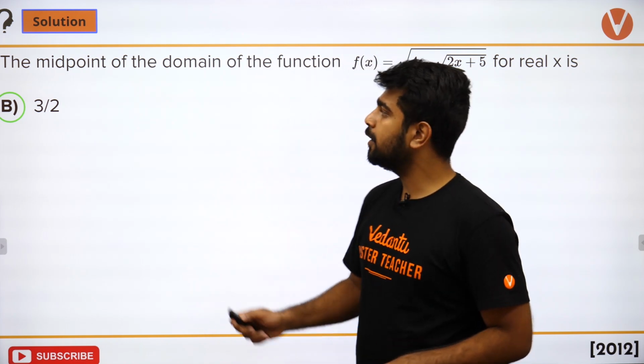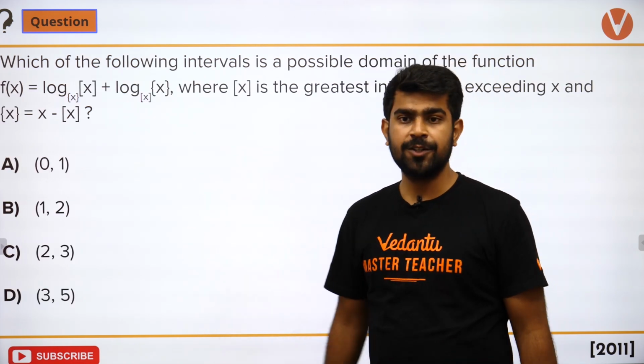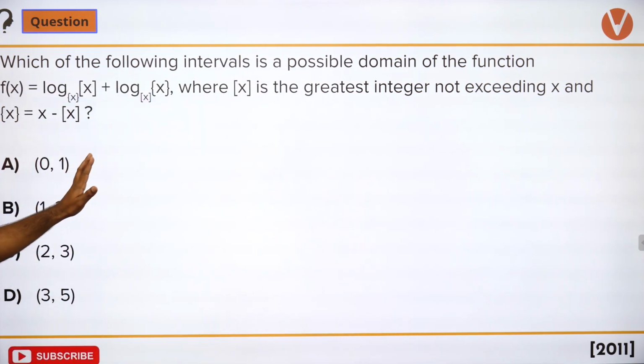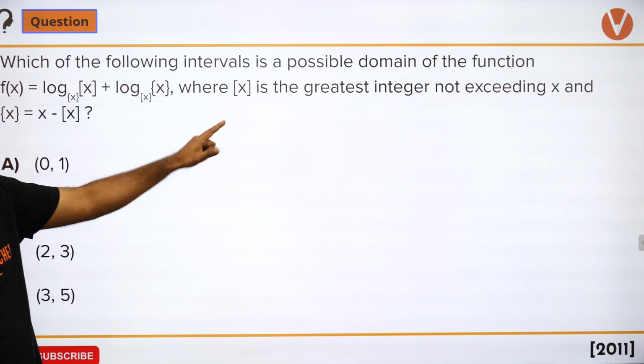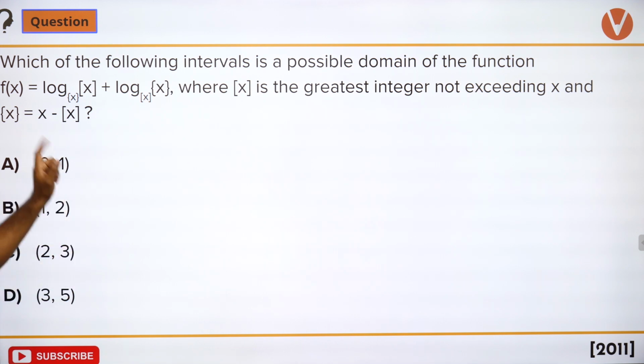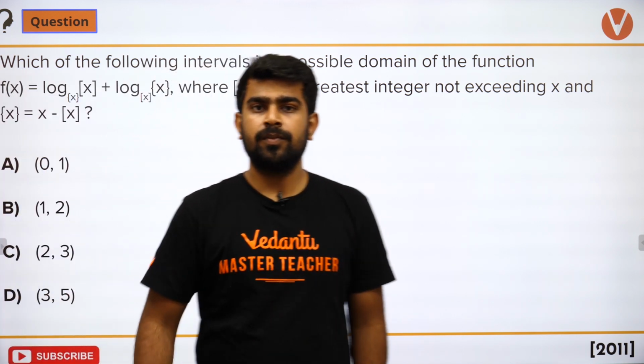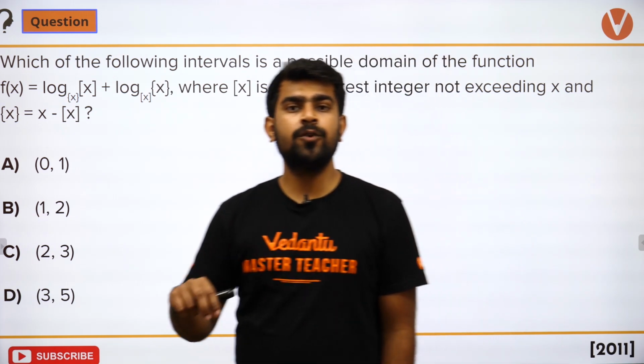Now, the next question that I brought for all of you is right over here on your screen. Probably I'll move away so that you guys can see the full question. So here is the question. Which of the following intervals is a possible domain of the function given over here? Where box of x is the greatest integer function and curly braces represent the fractional part of x. I hope all of you can see the question. Probably you can take a screenshot and then try it out. Okay, perfect. So guys, here we are again focusing on functions.